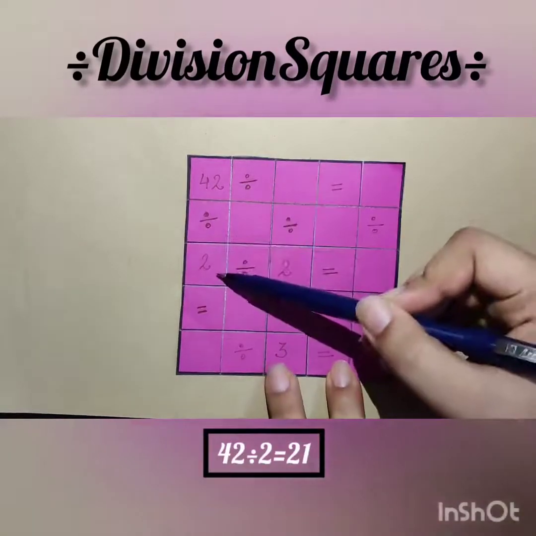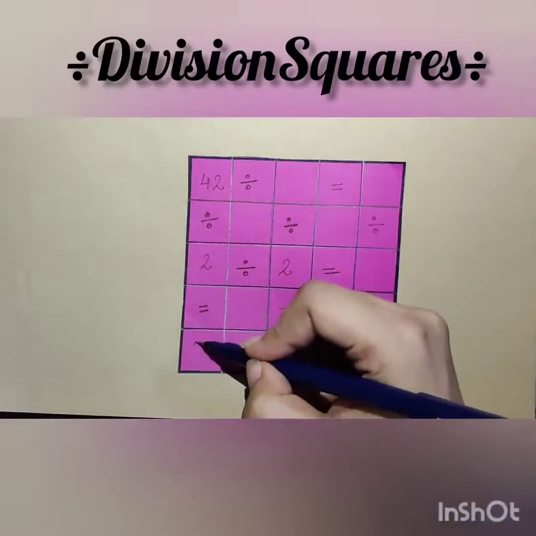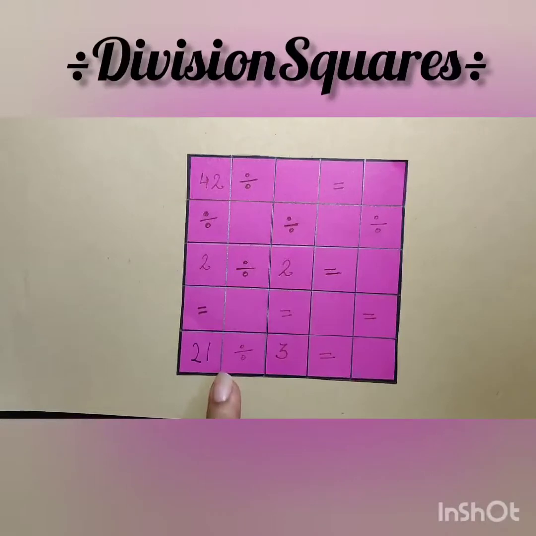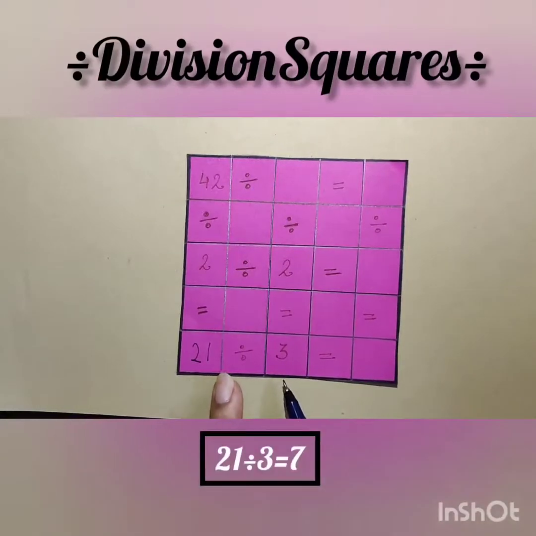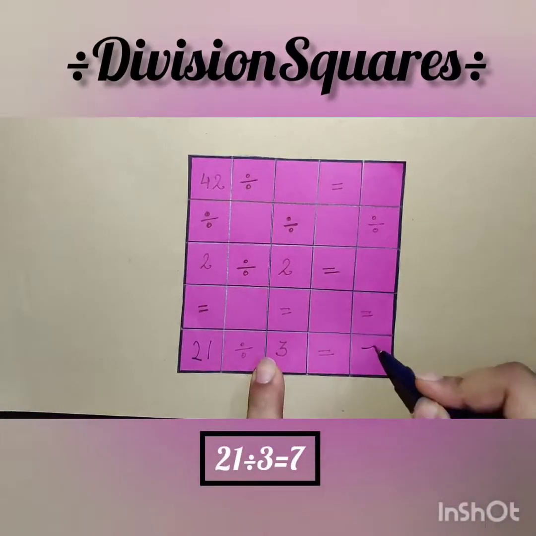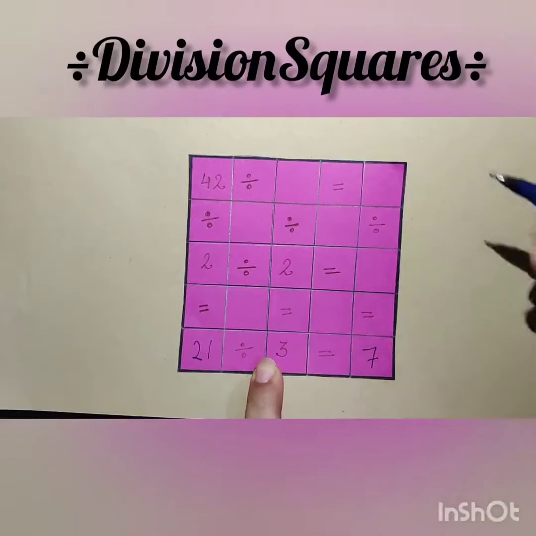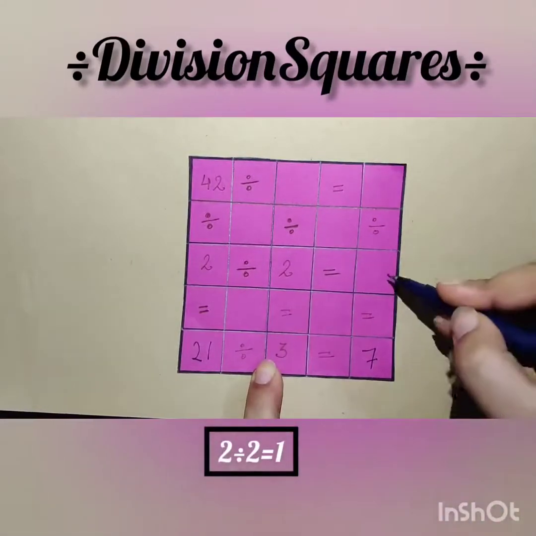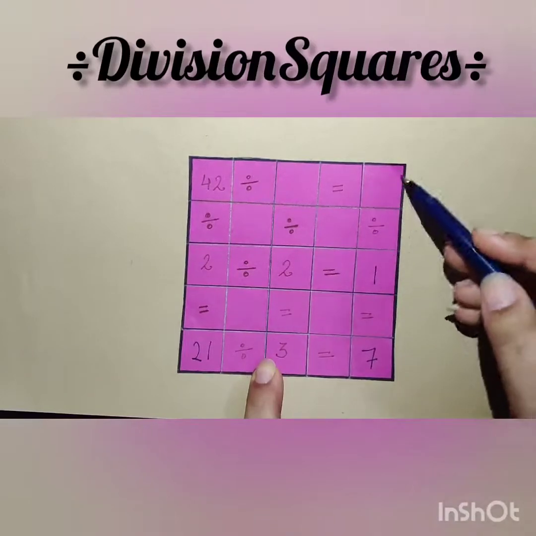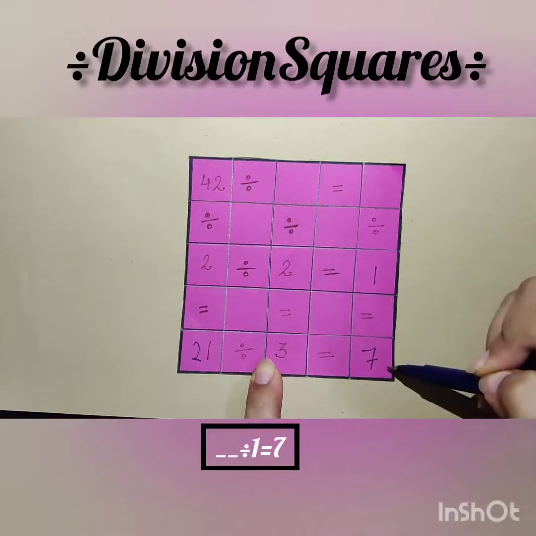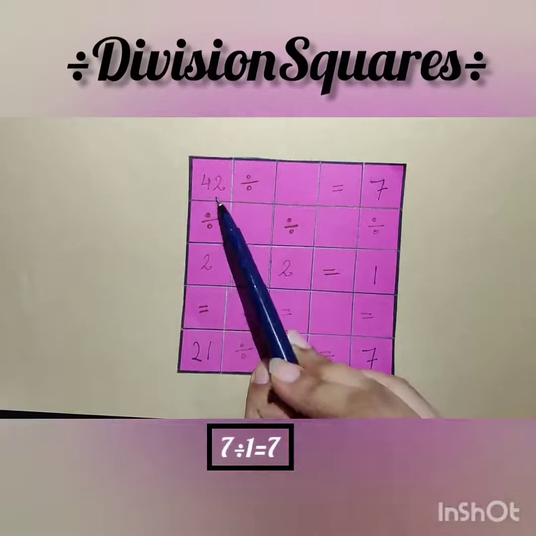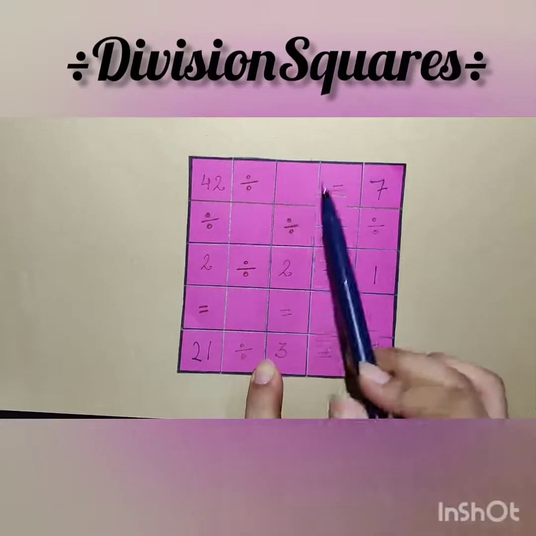42 divided by 2, the answer is 21. Right? Now 21 divided by 3, the answer is 7. Now 2 divided by 2, the answer is 1. Which number would be divided by 1 and the answer is 7? So 7 itself, correct?